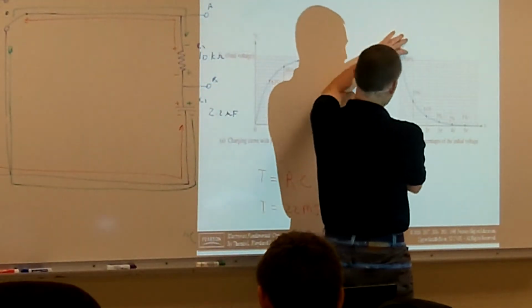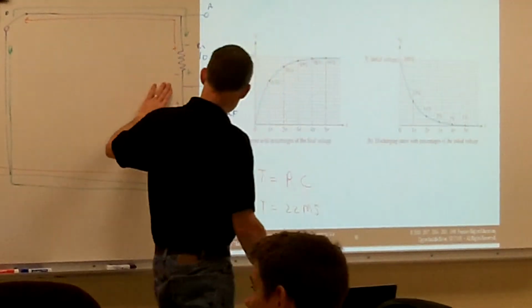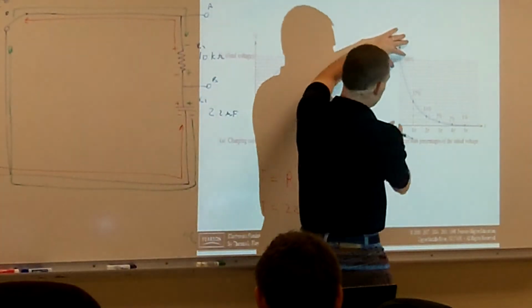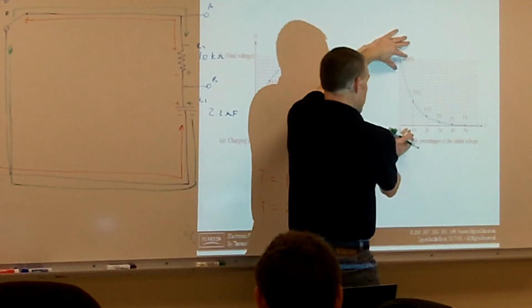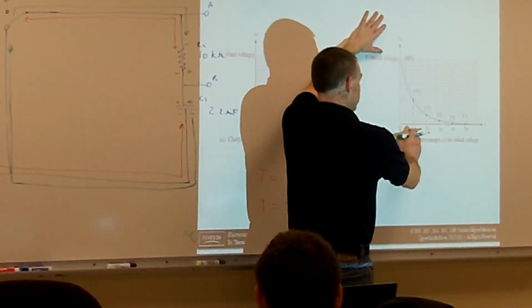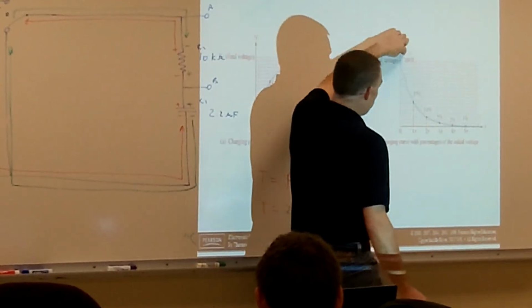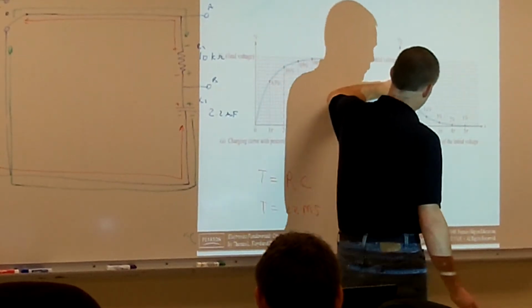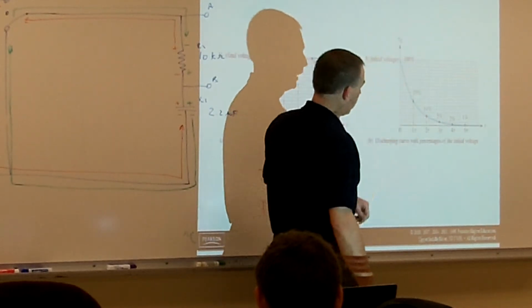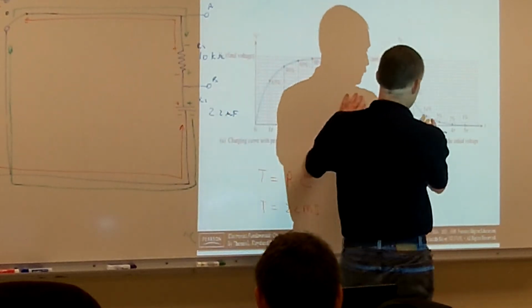And so now just the opposite is going to happen. That same rate that the capacitor charged, the capacitor is going to discharge across that resistor at the same interval. So after 1 time constant, or after 22 milliseconds, my capacitor is going to discharge to 37% of its value. And then after 44 milliseconds, it's going to drop down to 14%.